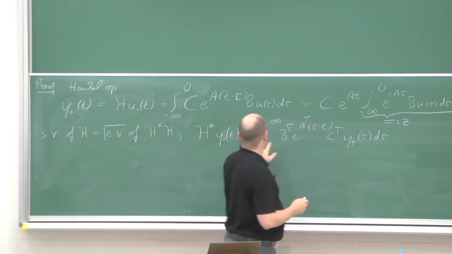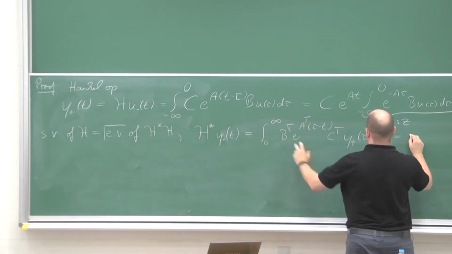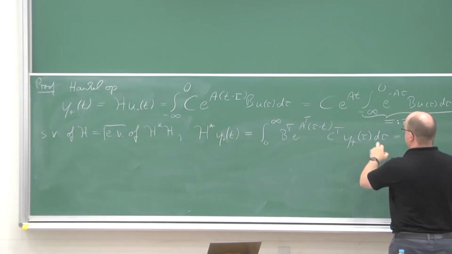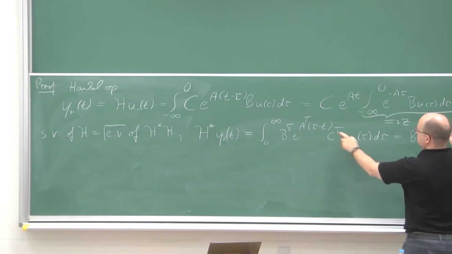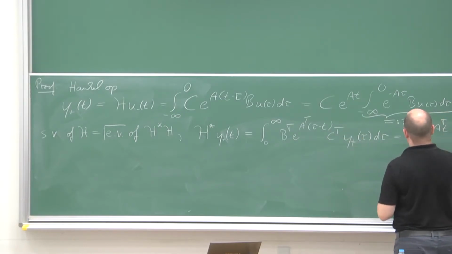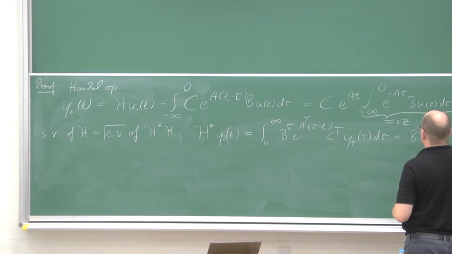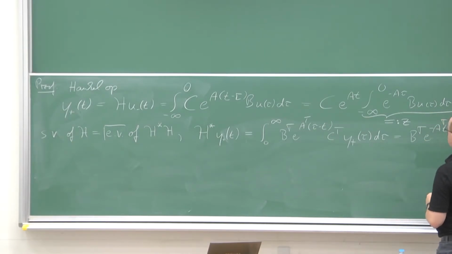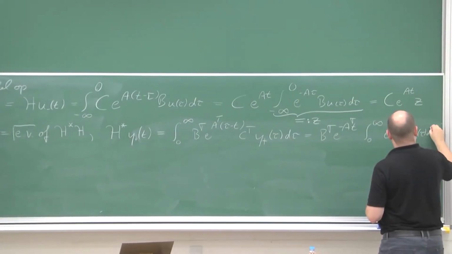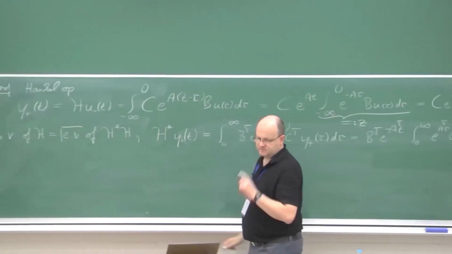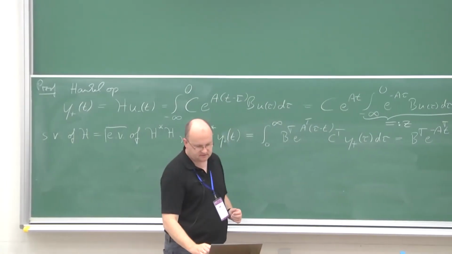And again, we can pull out what's not related to the integration constant. That's now minus t, integral 0 to infinity, e to the A transpose tau, C transpose y plus of tau. Okay, let's see if I have the signs right. Yeah.